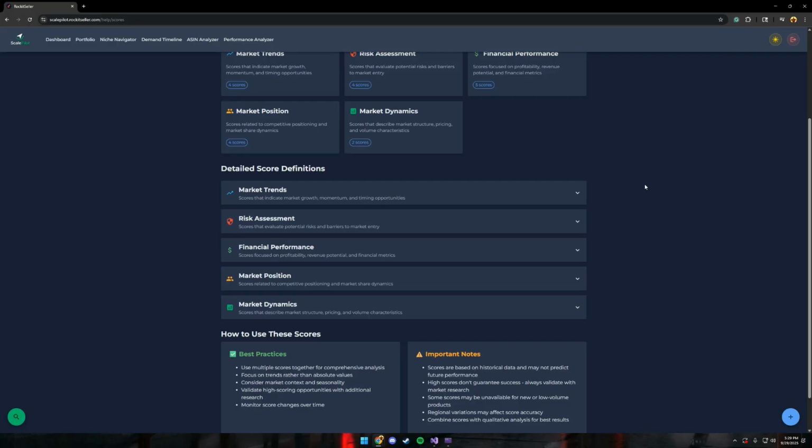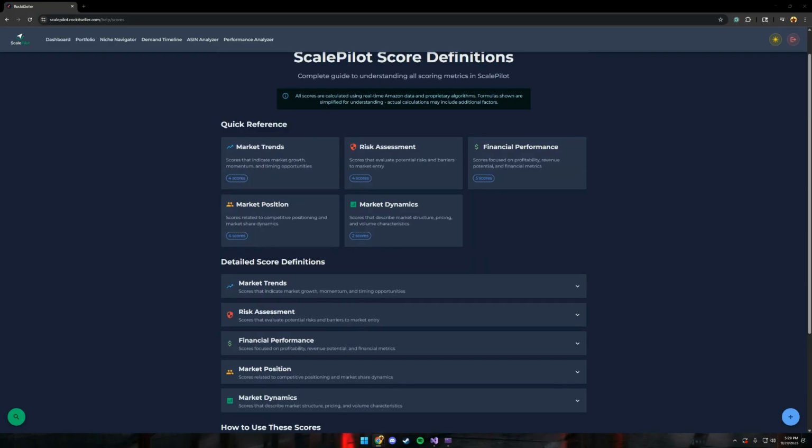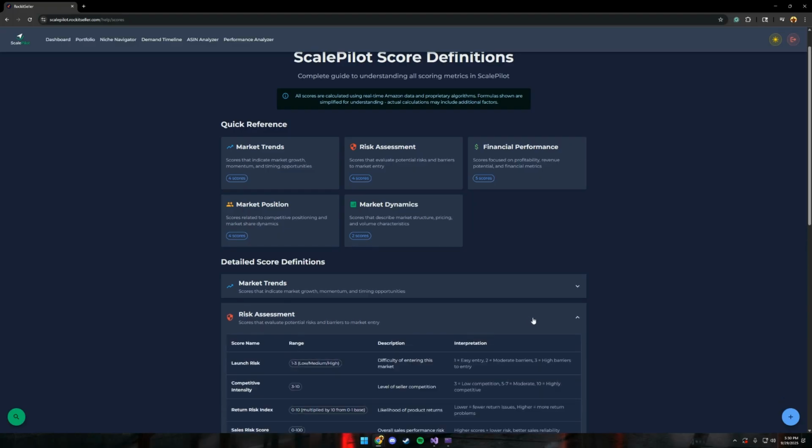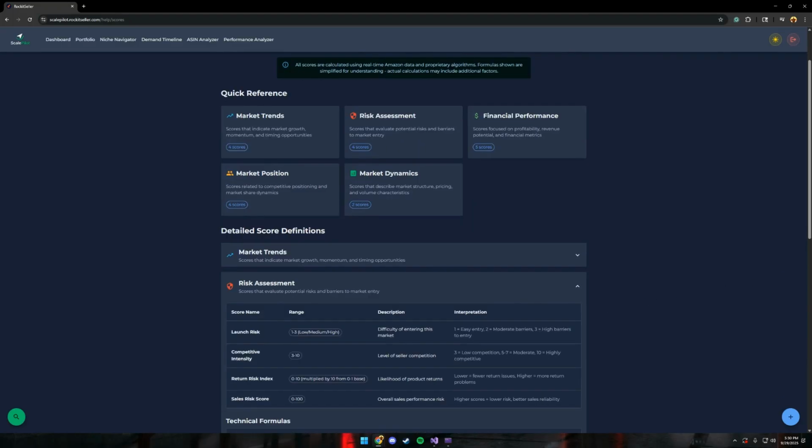Let's start with the fundamentals. Here you'll see 5 main categories of scores: market trends, risk assessment, financial performance, market position, and market dynamics. Each category contains multiple specific scores that work together to give you the complete picture. Let's start with the most critical category, risk assessment. Click on risk assessment to expand it.